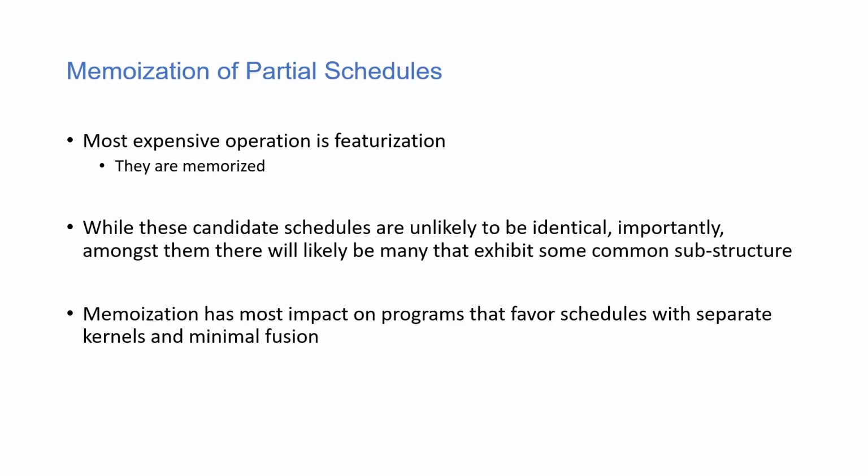The final state space search strategy is memoization. The author mentions that one of the most expensive operations is featurization. That's basically extracting the features from the schedule to feed it to the neural network of the cost model. While it's rare that schedule candidates are identical, maybe some substructures are more likely to be equal. So they applied this to the substructures, and they mentioned that memoization has more impact on programs that favor schedules with separate kernels rather than fusing them.